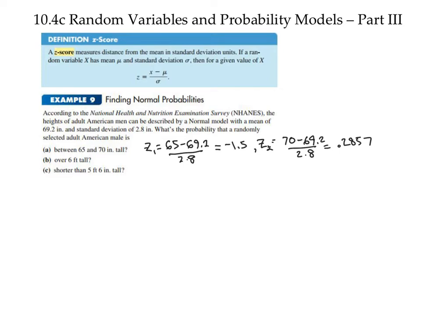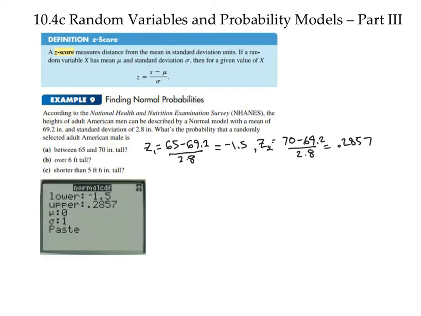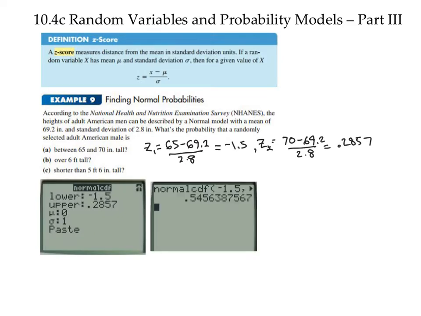Now I can enter them into the normal CDF model. Here are those two values entered into the normal CDF, and when I hit enter, I get the following. This screen tells me that the probability a randomly selected adult American male will be between 65 and 70 inches tall is about 54.6%. I'm going to write that number down so we can remember it.